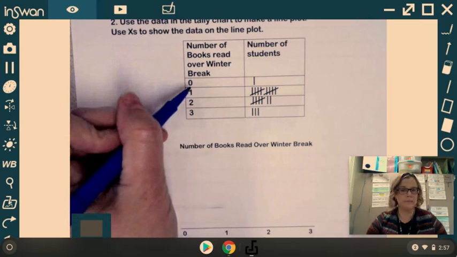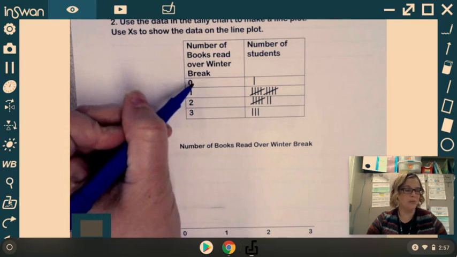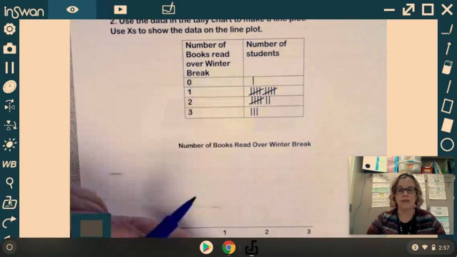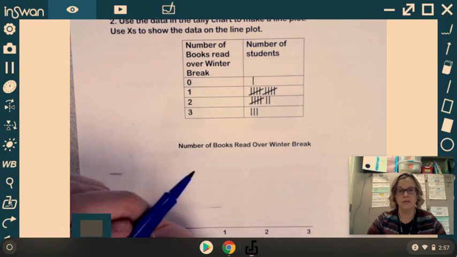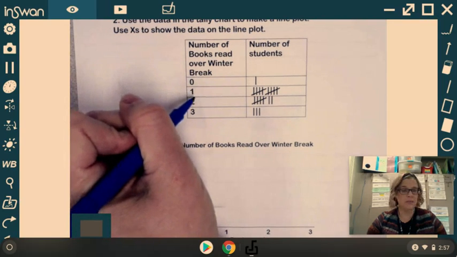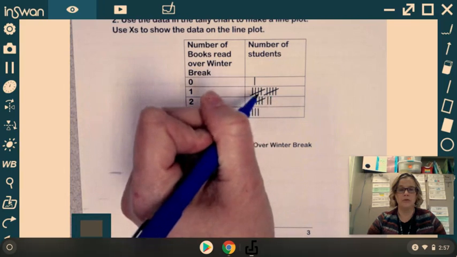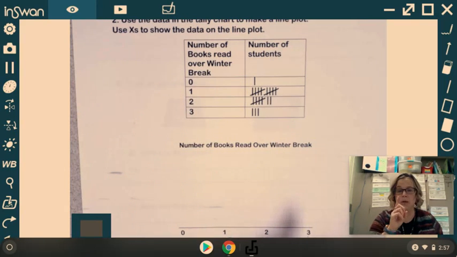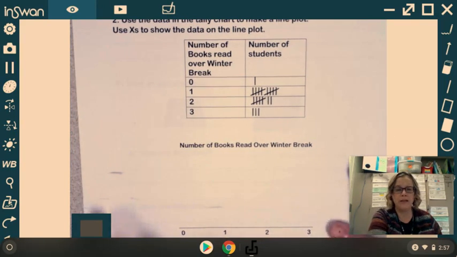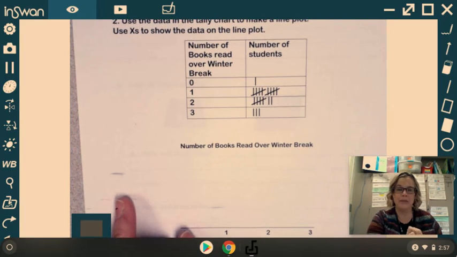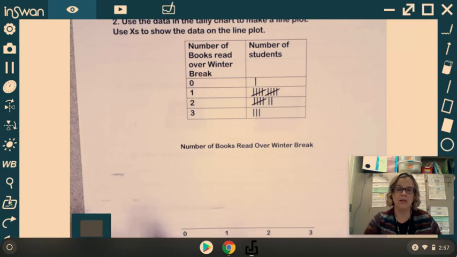So on this first one, 0 books, meaning they didn't read anything over winter break. 1 person read over winter break. How many people read 1 book? 10 people, 5, 10, read 1 book. How many people read 2 books? You should have said 7 people read 2 books. And how many people read 3 books? You should have said 3 people read 3 books.